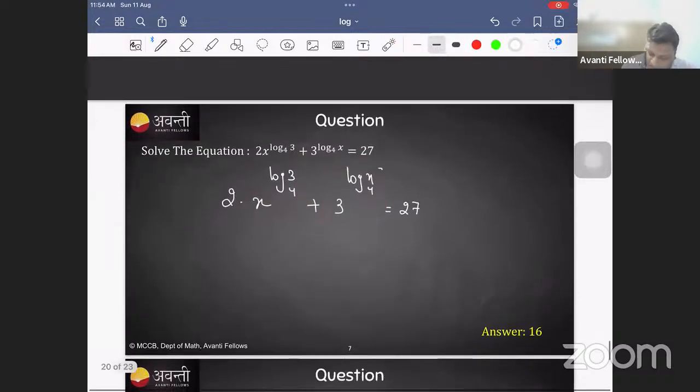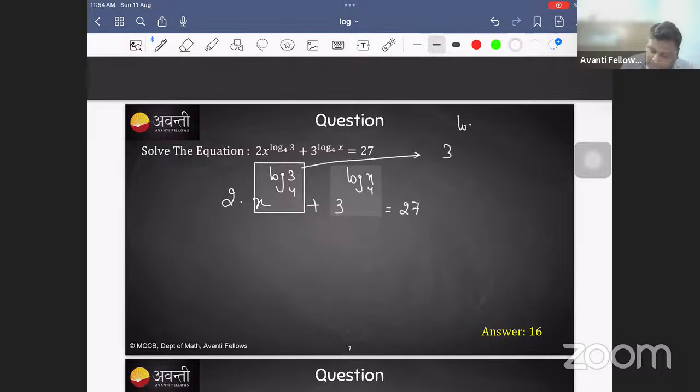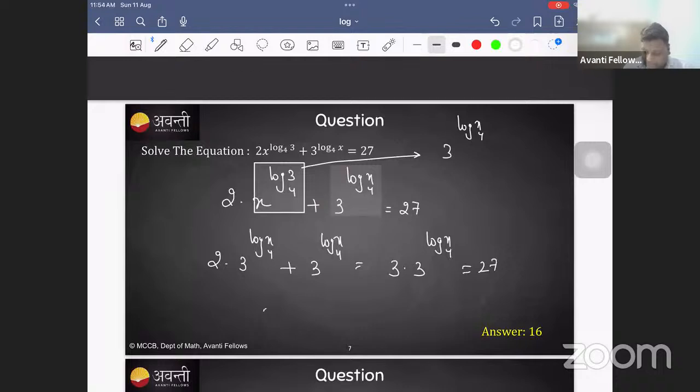So this 3 to the power log x base 4, keep it as it is. This x to the power log 3 base 4, I'm going to change it to 3 to the power log x base 4. So 2 times 3 to the power log x base 4 plus 3 to the power log x base 4 is what? 3 times 3 to the power log x base 4 is 27.